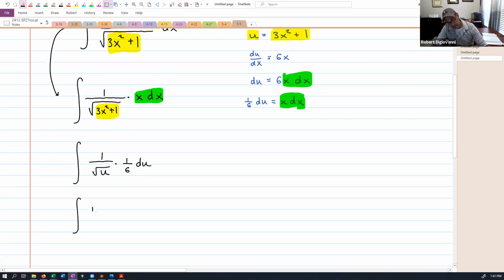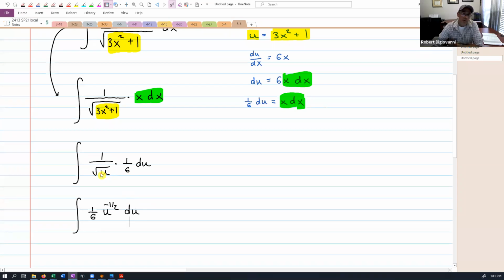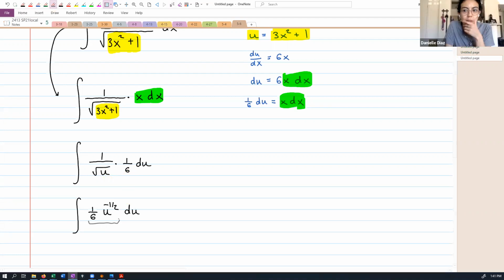Check this out. Okay, what did I do here? Algebra. Yeah, algebra. I brought the square root of u, rewrote it as u to the half, and I brought it up like this. The 1/6 is just a number in front of it. So now I've gotten myself to a point where I can use what to find the antiderivative of this? The power rule. We used substitution to get here, but what rule do we use now?